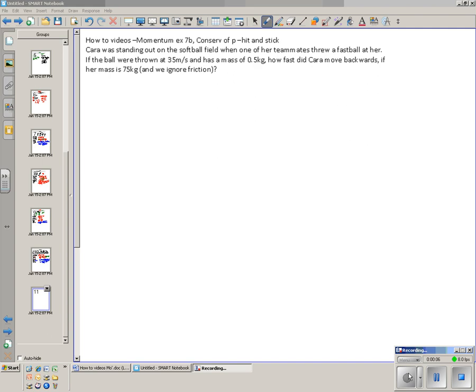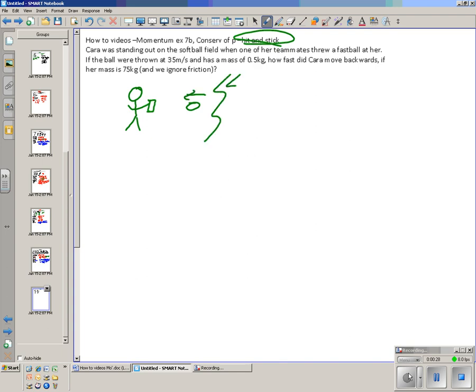Momentum. Example 7B, conservation of P, that is momentum, another hit and stick. So Kara is on the softball field. Okay, that's Kara's strangely rectangular shaped glove. She's standing there and the ball is coming in real fast. And she catches the ball, but she's kind of pushed backwards because the ball was coming in so quickly. So she now has the ball, and all of her and the ball are moving backwards. And the question is, how fast are they going backwards?